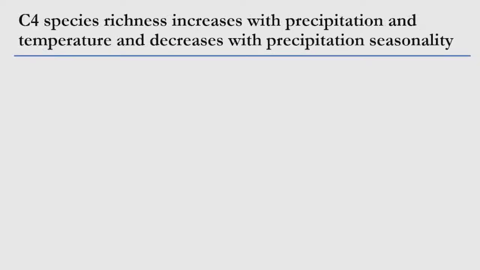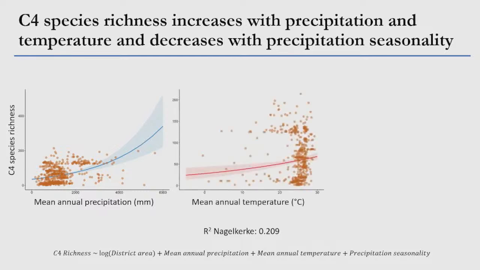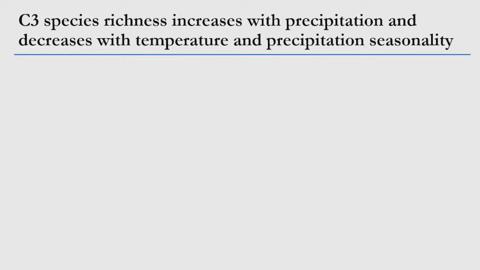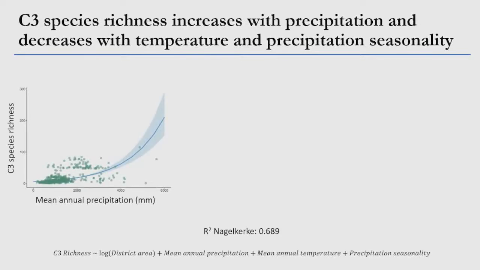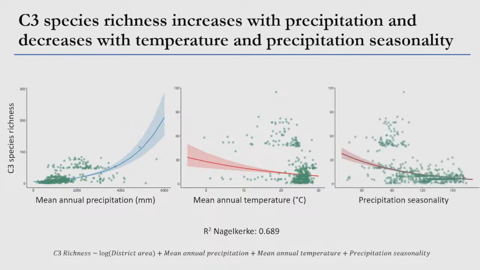So when we look at the relationship of the species richness with climatic variables, after controlling for the district area, we saw that the C4 species richness increased with mean annual precipitation and mean annual temperature, but it decreased with precipitation seasonality. Now, as opposed to C4, we saw that the C3 species richness increased with mean annual precipitation, but it decreased with mean annual temperature and precipitation seasonality.